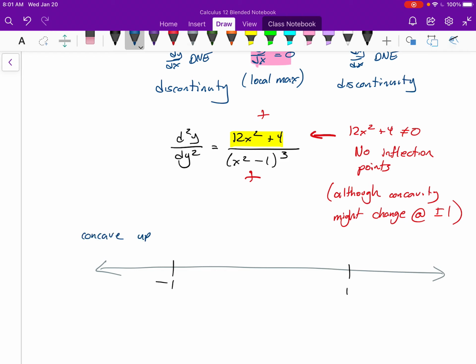Do the same thing for the other intervals. You'll find it's actually concave down between -1 and 1, which means concavity did change between those discontinuities. Pick a number greater than 1, and it'll be concave up again. Okay, there's a lot of things we've now figured out.